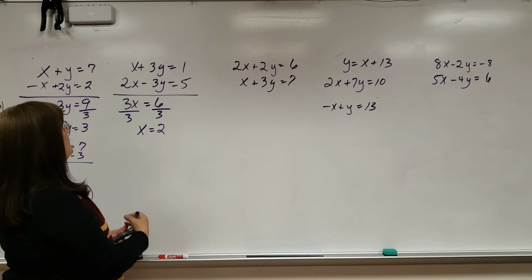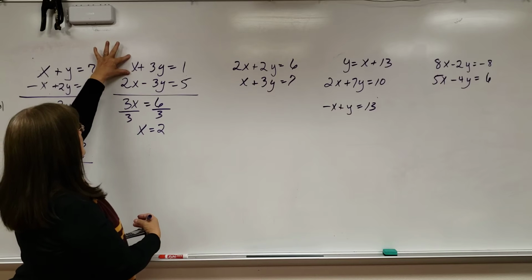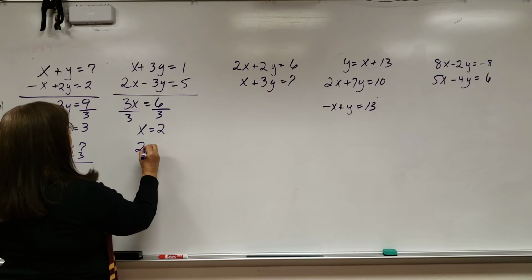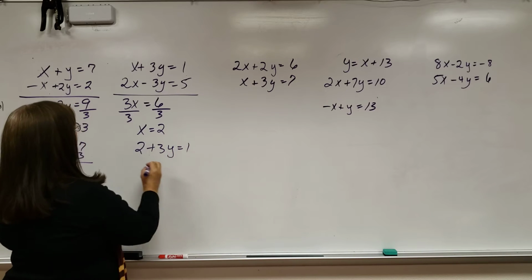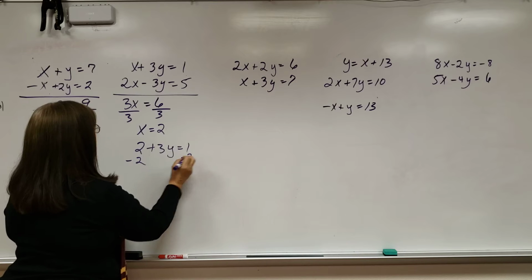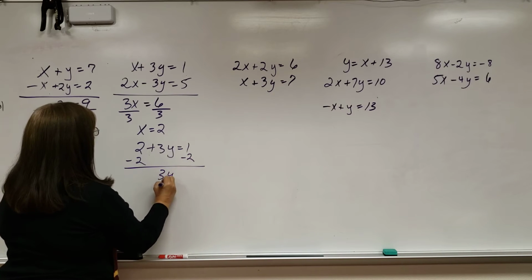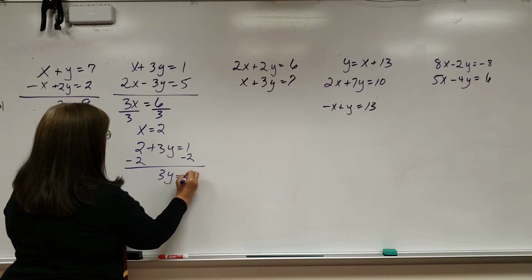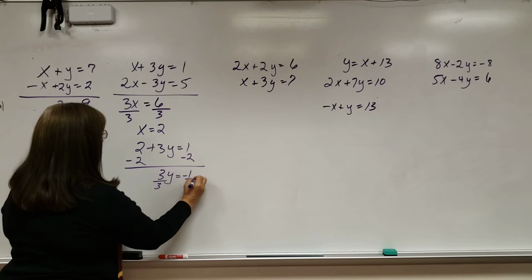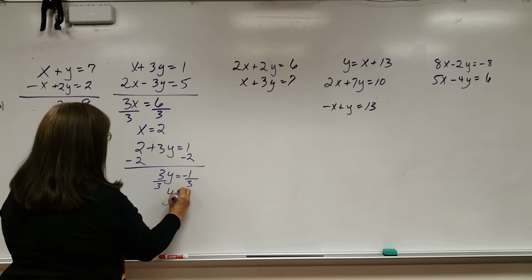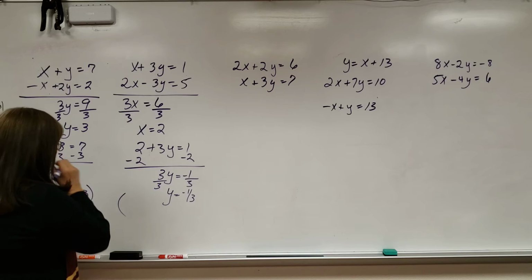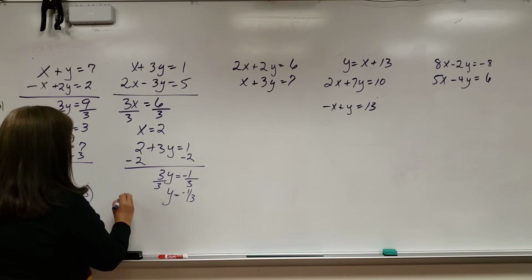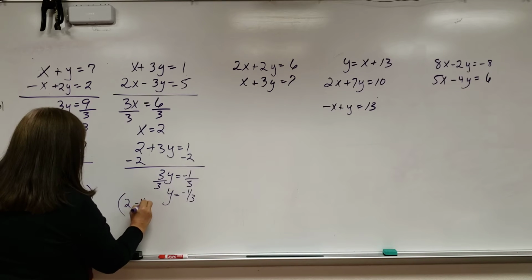Putting the 2 back into one of the equations, this is the simplest one. So 2 plus 3y equals 1. I subtract 2 from both sides and I end up with 3y equals negative 1. Dividing by 3 on both sides, we get y equals negative 1/3. So the answer to this system is x is 2 and y is negative 1/3.